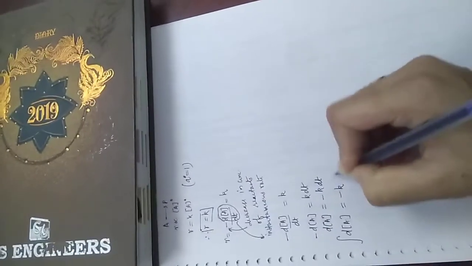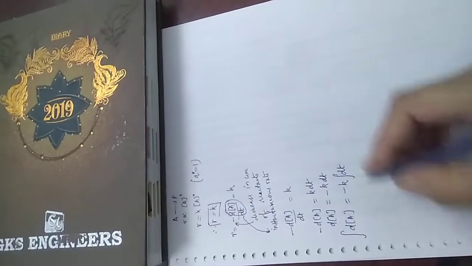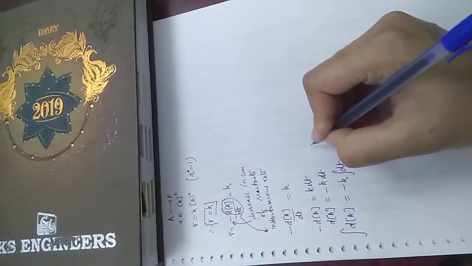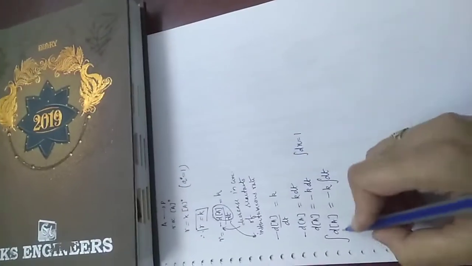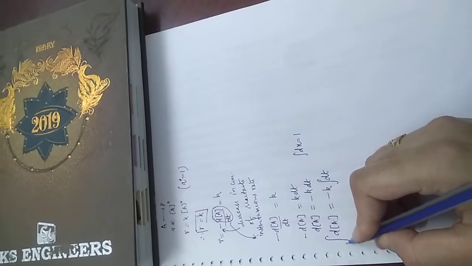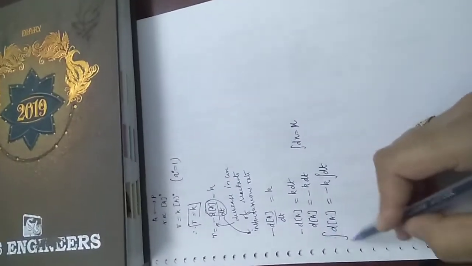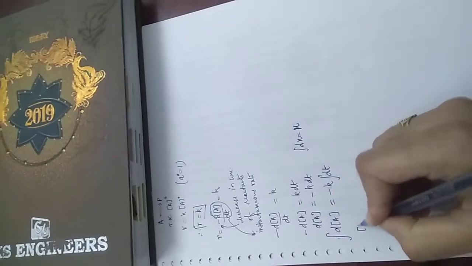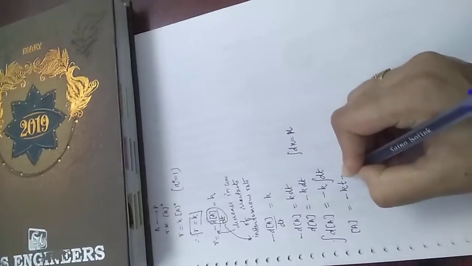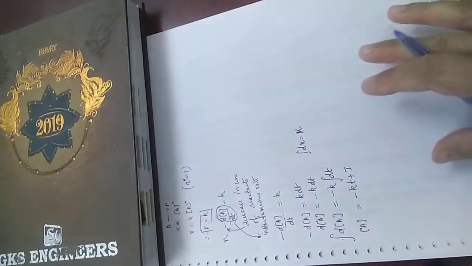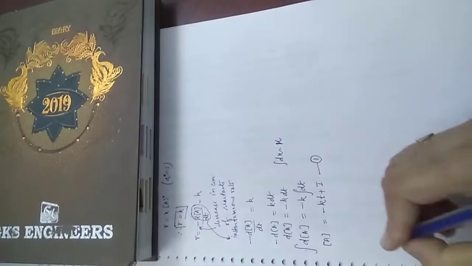here K is a constant, so we'll keep this outside, and integration of dt. And there is a rule for integration, that integration of dx is equal to x. Integration of dA is equal to concentration of A, which is equal to minus K t plus constant of integration. Alright, so let's suppose this is our first equation.